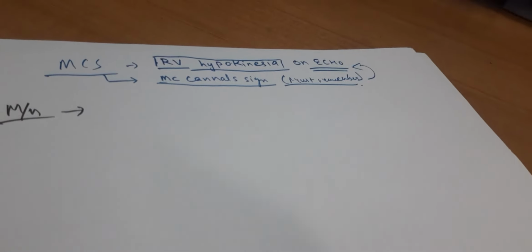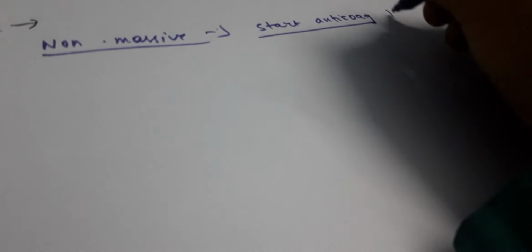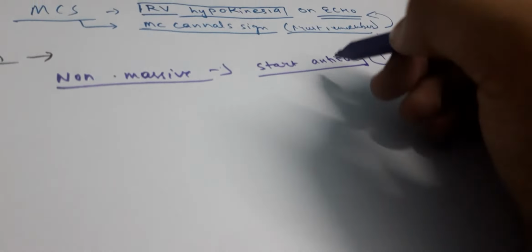Now, what is the management of pulmonary embolism? How will you manage a case of pulmonary embolism? Now, first of all, we have to understand if the embolus is non-massive. If it is non-massive, then you can start anticoagulant at the earliest. You can start an anticoagulant in the non-massive pulmonary embolism.